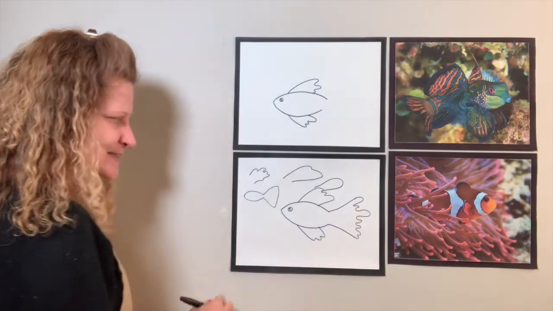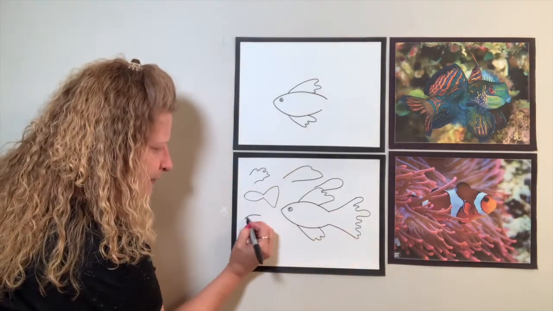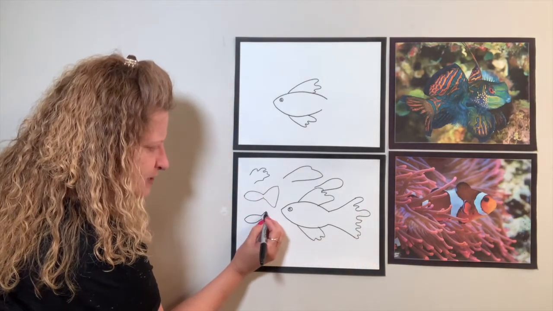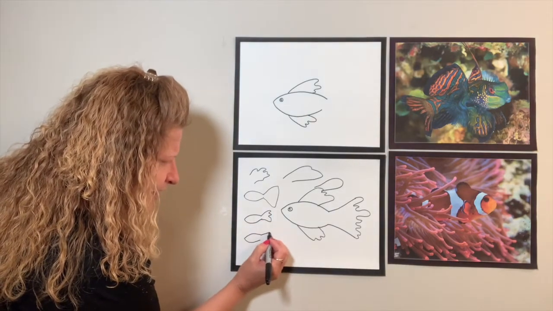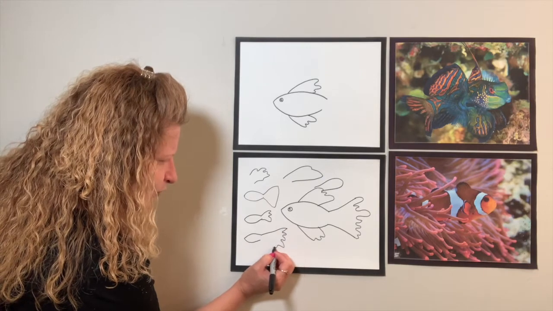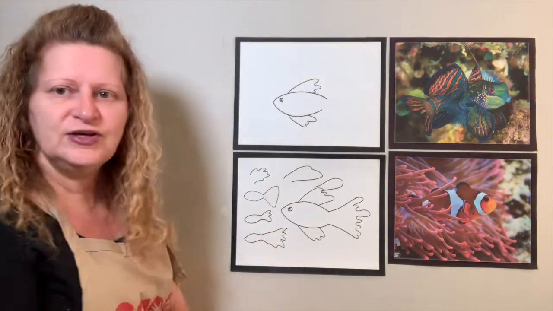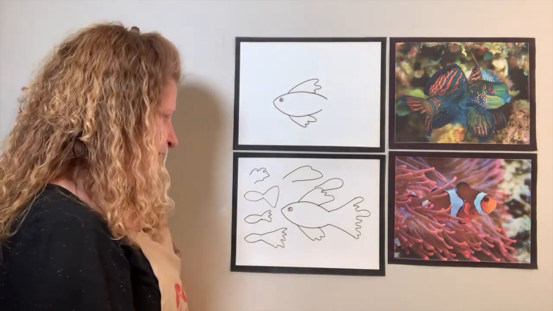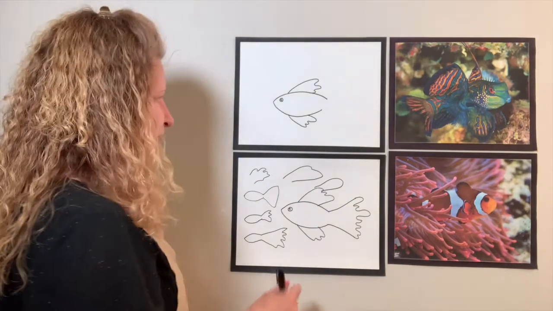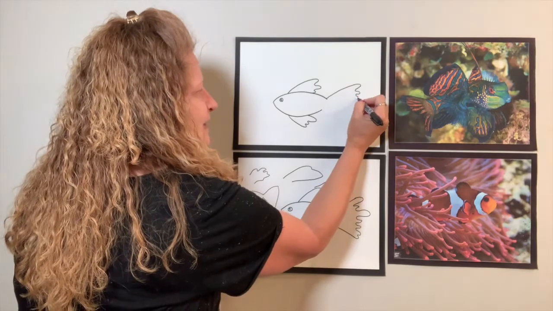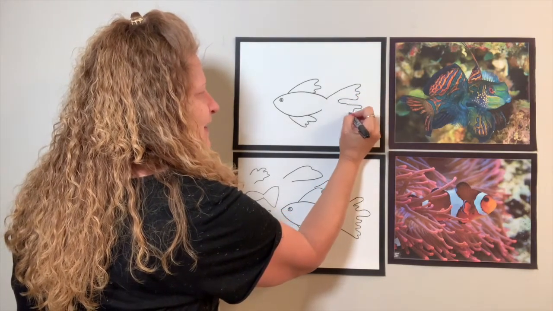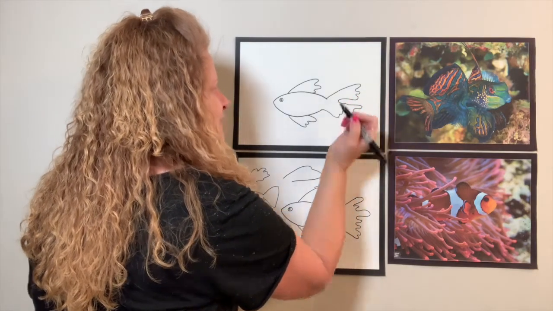Let's practice. If you need to, you can maybe even try to draw your fish on the side a little smaller, and you could decide what kind of tail you want on your fish. Good job. All right, now let's add it to our fish now. And I am going to make a really wavy tail on my fish.